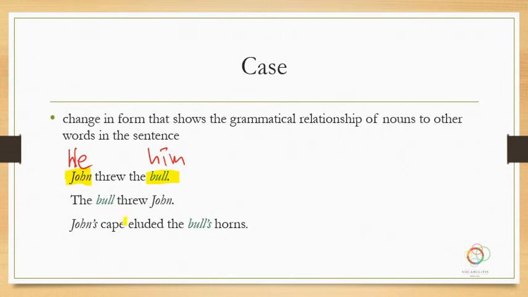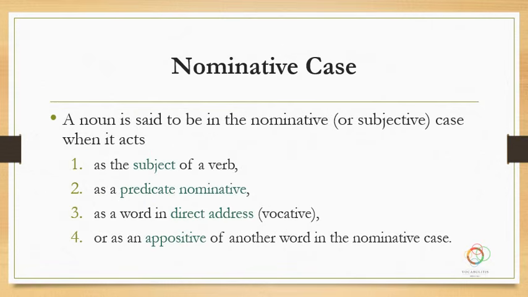All right, next sentence, the bull threw John. In this case, bull is doing the action, so that is the nominative case. John is the object, and that's the objective case. It's reversed here. John's cape, here, this is called the possessive case, and the possessive is adding the apostrophe s. The cape eluded bull's horns, so that's also a possessive case. All right, just some examples there. Let's study them a little more in detail.